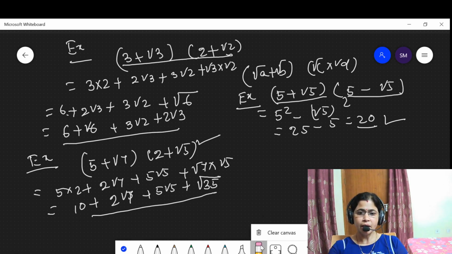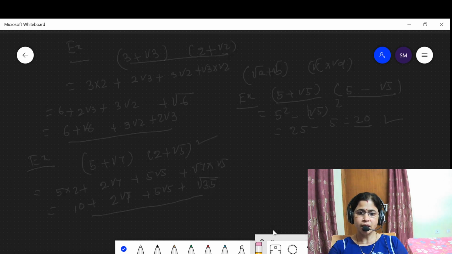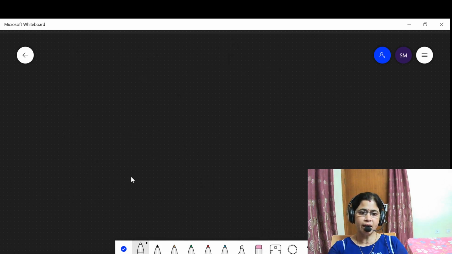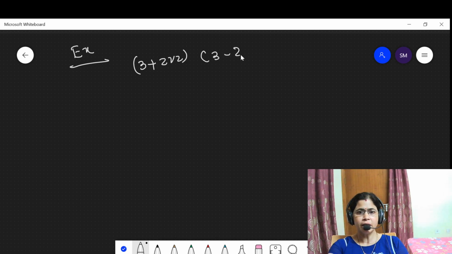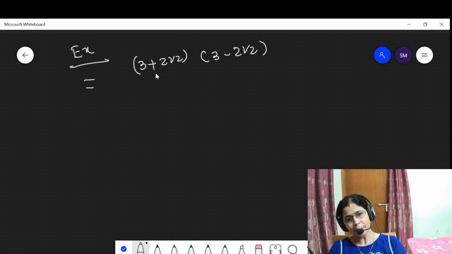Erase the question, erase the page and start on my next page. Here another question says, simplify the given expression. The given expression is 3 plus 2 root 2 into 3 minus 2 root 2. Look here, this is also in the form a plus b into a minus b. You know that a plus b into a minus b means a square minus b square.